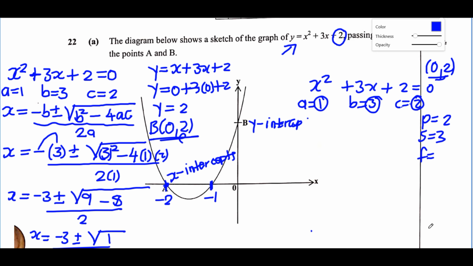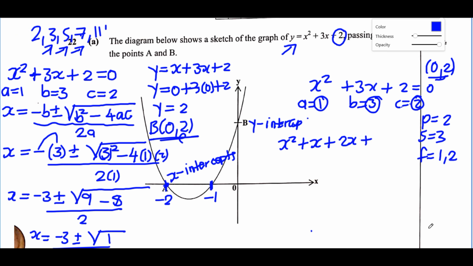Remember that. Now, since we are dealing with numbers like 2, which is a prime number, 2, 3, 5, 7, 11, as long as the product is a prime number, the factors should be 1 and the number itself. So if it was a 3, it's 1 and 3. If it was a 5, 1 and 5. If it was a 7, 1 and 7. So that's a pattern. So we can now say x squared plus 1 times x is just x plus 2x plus c, 2 is equal to 0. As you can see, the sum of this must add up to 3.